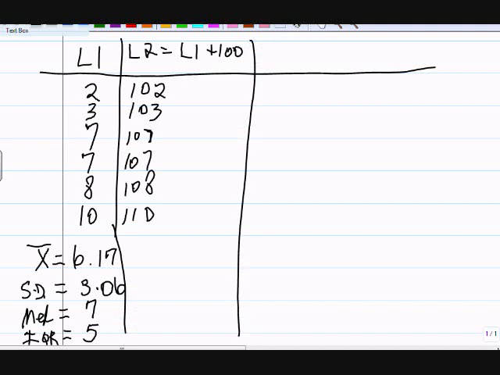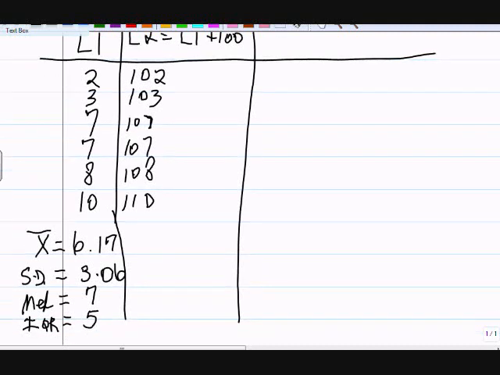Can you find the mean and the standard deviation and the median and the IQR? What's the mean? 106 point, so I'm going to round that to 17. What's standard deviation? What's my median? What's my IQR? Okay. Tell me what you notice.